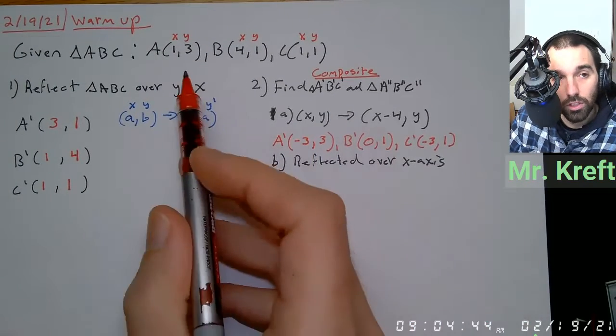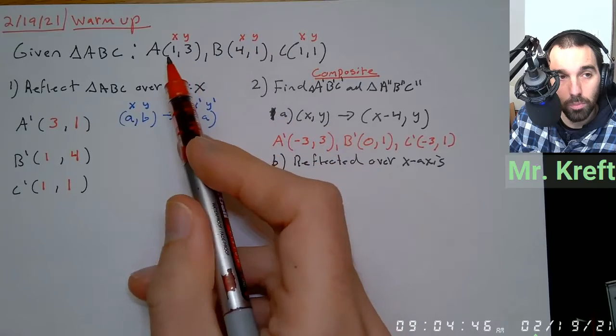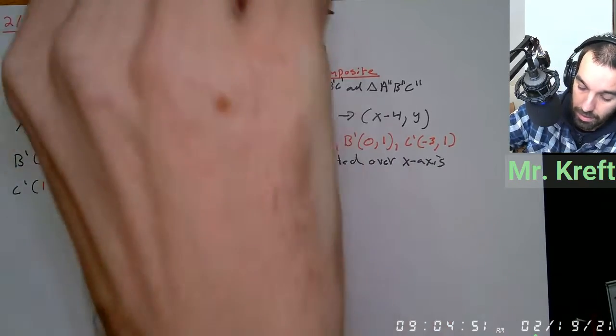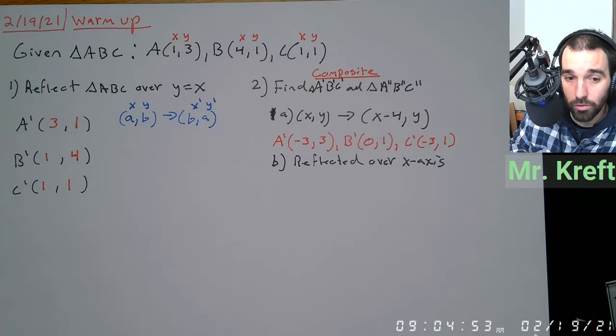So again, for translations, you take all of your original points, and then you plug them in to this formula right here. Okay, and again, if you guys have questions, please ask in the chat or turn on your mic.